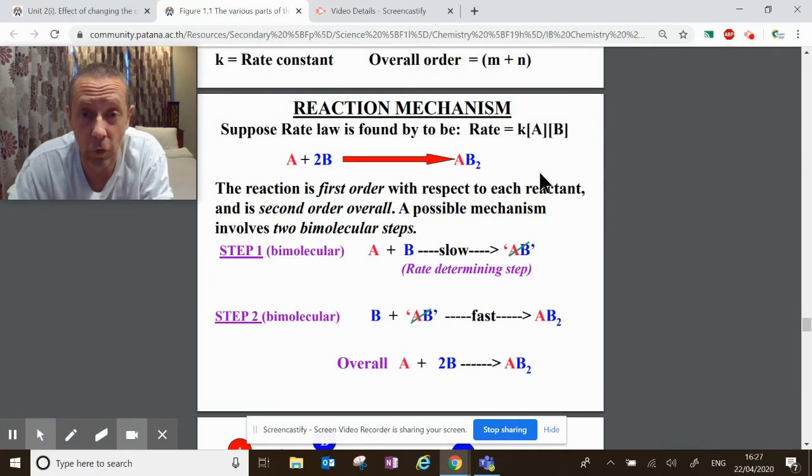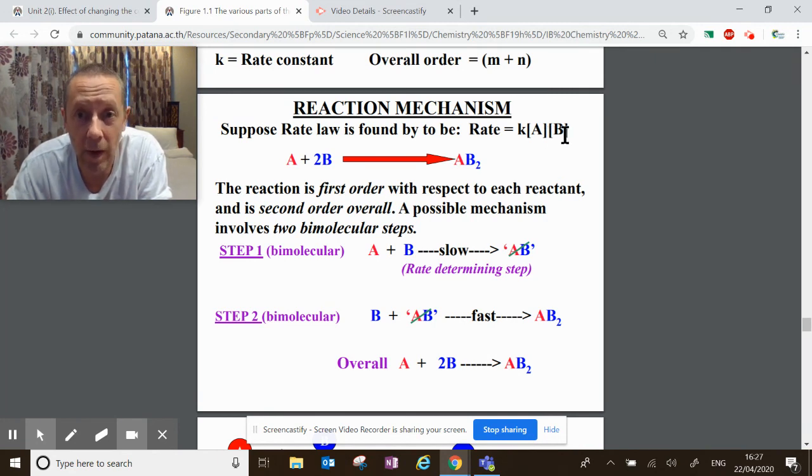So this is first order with respect to A, and the rate of reaction is also directly proportional to concentration of reactant B. And again, there's no little number written up here. There's no 0, 1, or 2. If there's no number, that means it's a 1 implicitly, because concentration of B to the power of 1 is the concentration of B. So this is first order with respect to each of the two reactants.